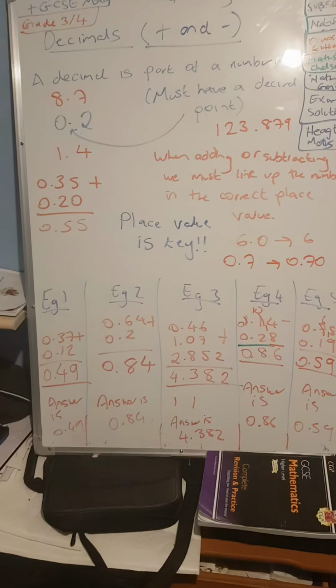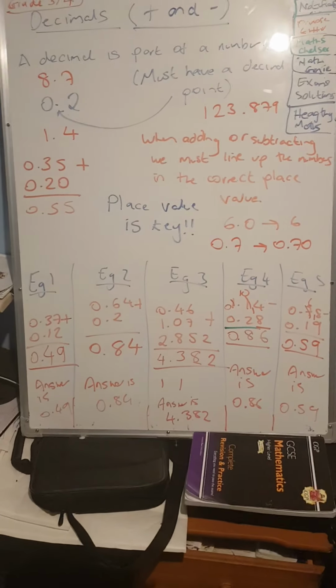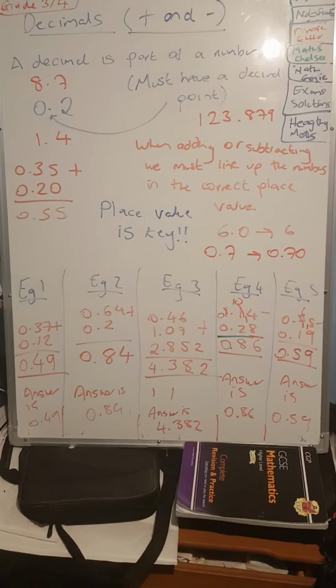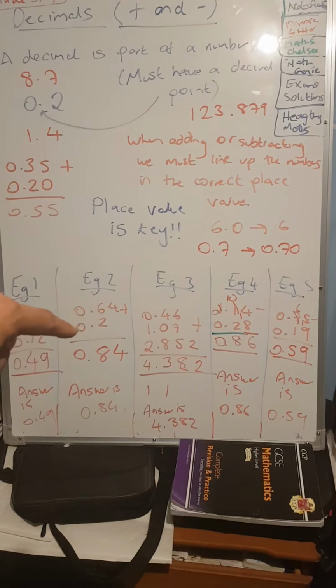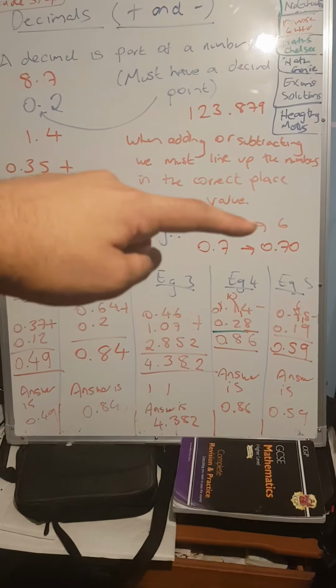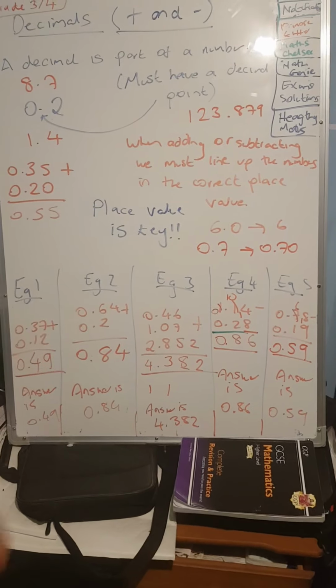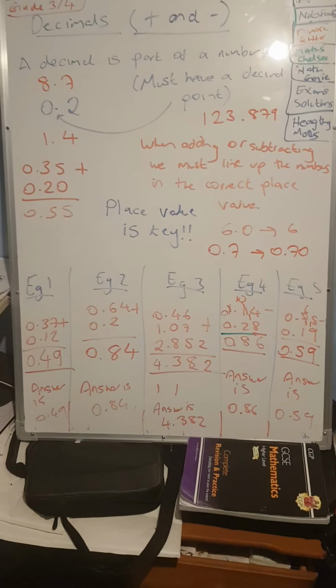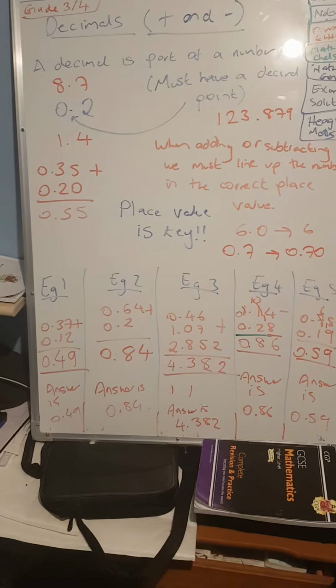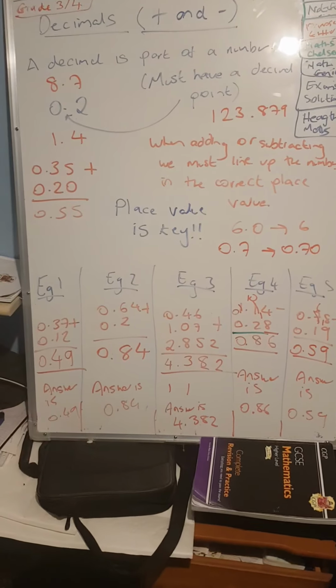Example 2, guys: 0.64 plus 0.2. So on here, I've got a gap. Remember what I said, if it has a gap here, I can just put an imaginary 0 there. So 4 plus 0 would be 4, 6 plus 2 is 8, 0 plus 0 is going to be 0. So the answer is 0.84.